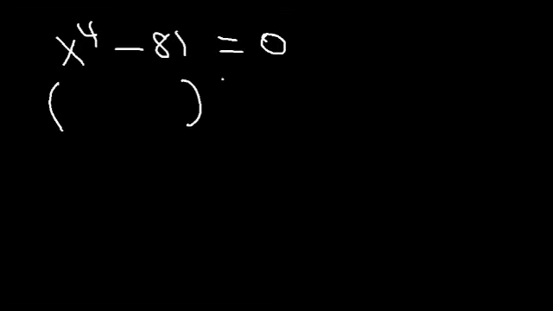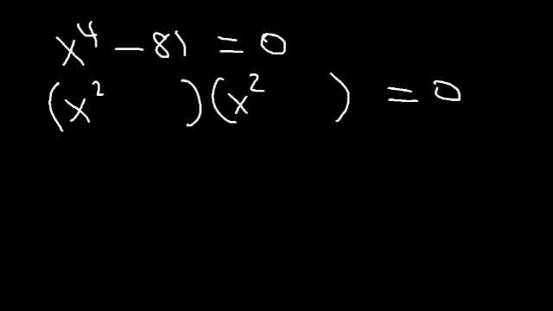Now let's say you have an expression that looks like this. x to the 4 minus 81 is equal to 0. What is the value of x? So notice that we can use the difference of squares technique. The square root of x to the 4 is x squared, because x squared times x squared is x to the 4th. The square root of 81 is 9.